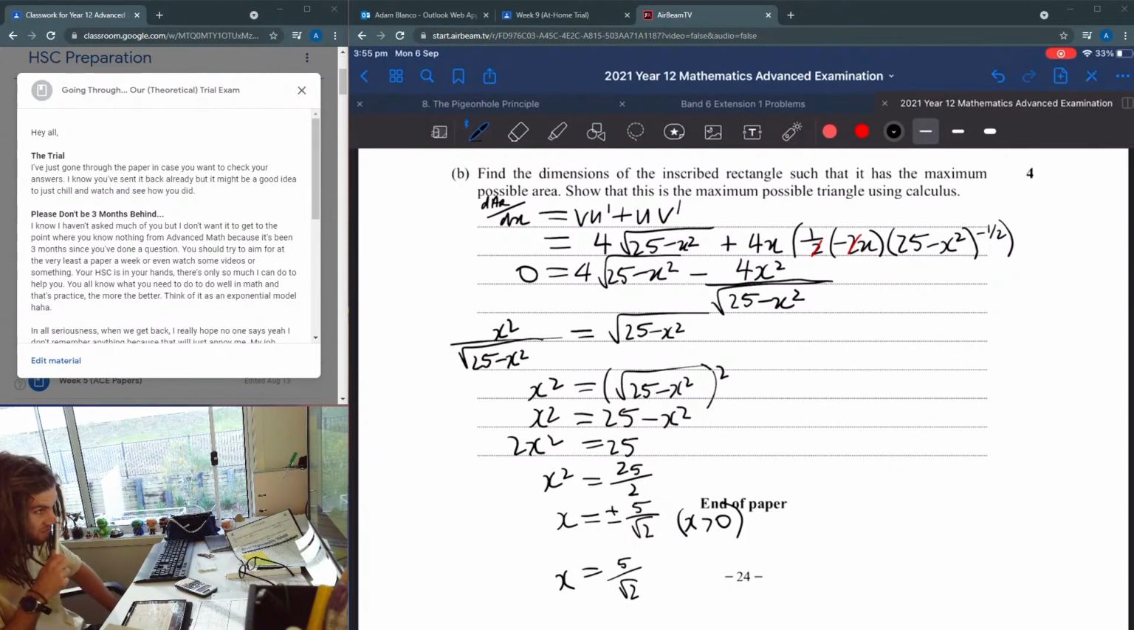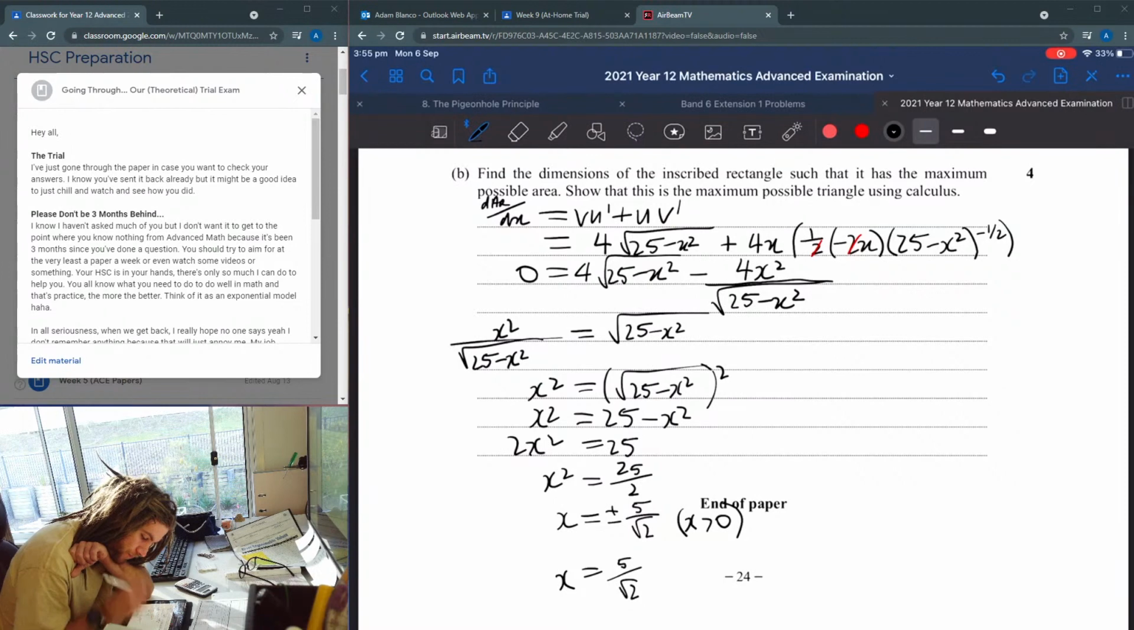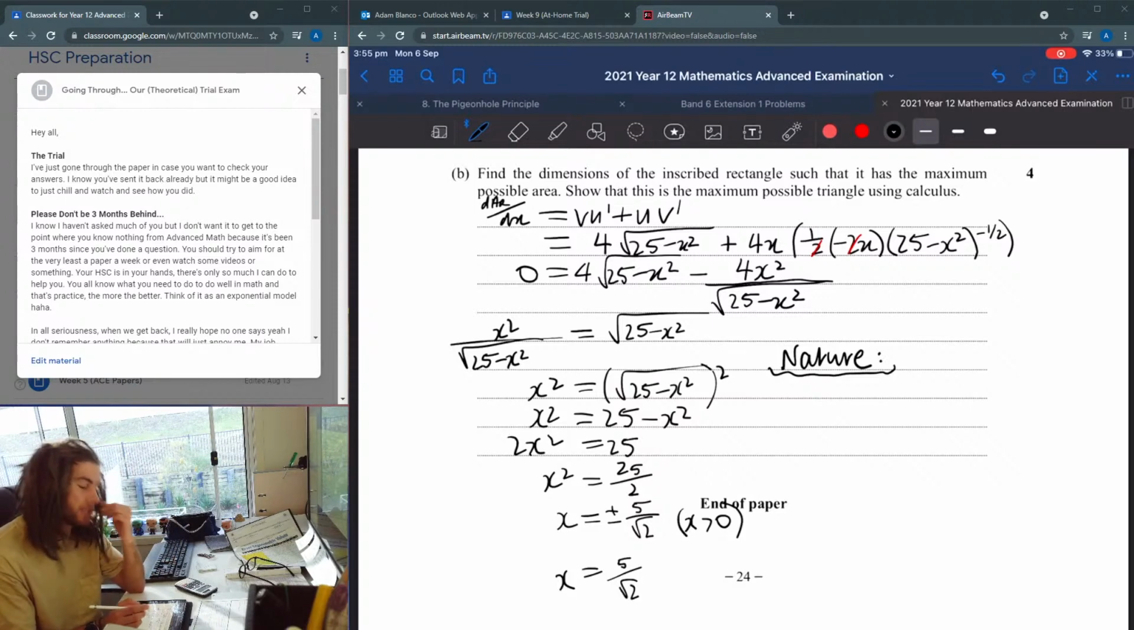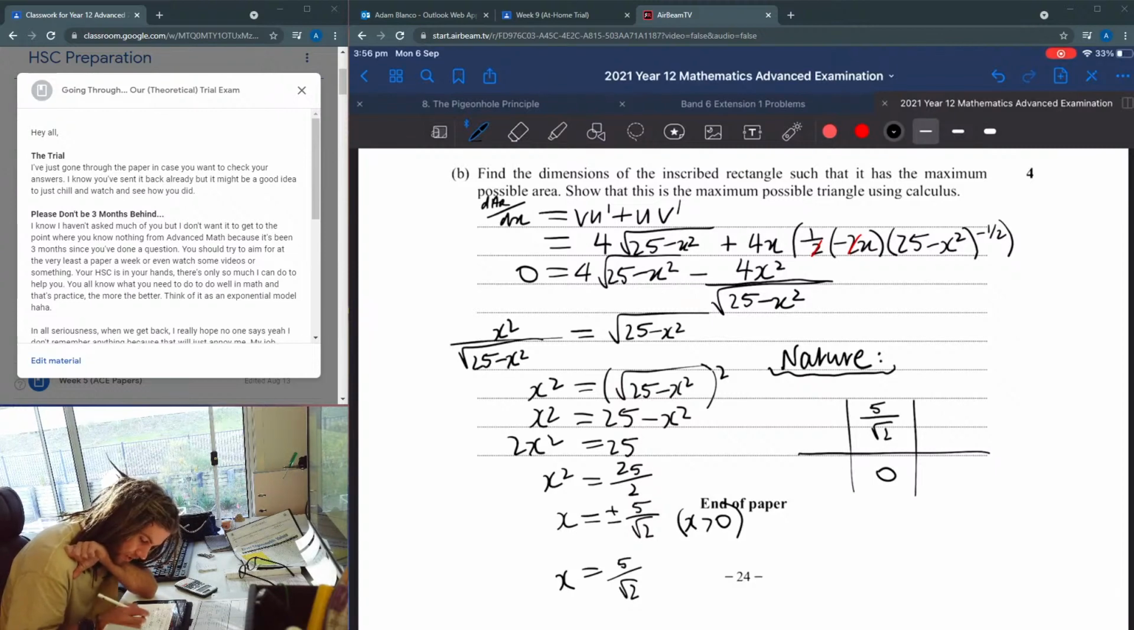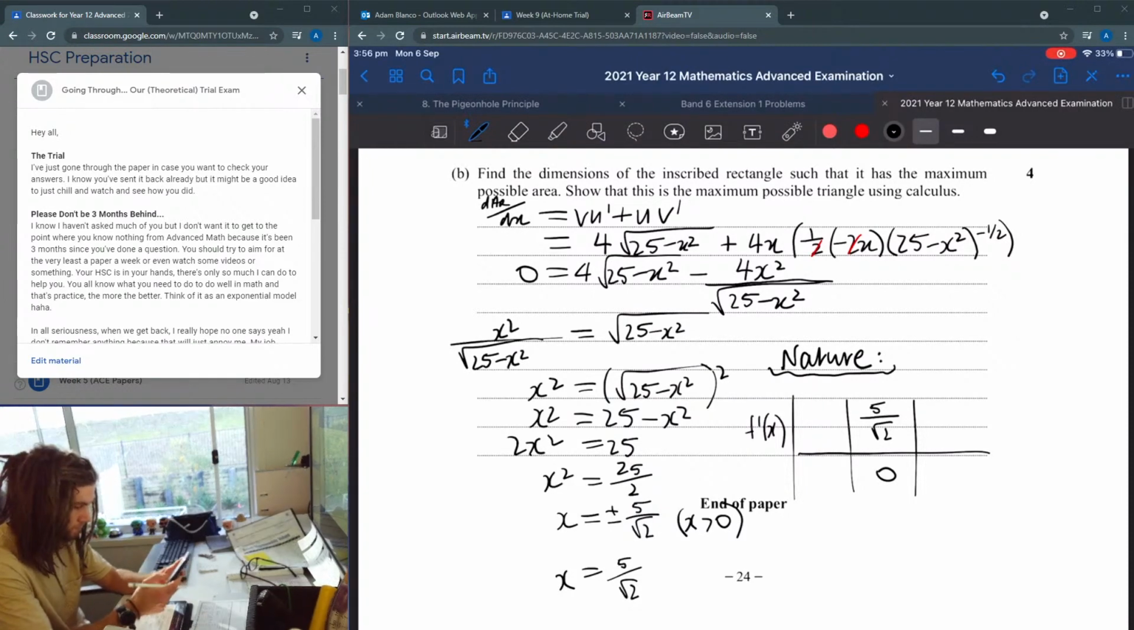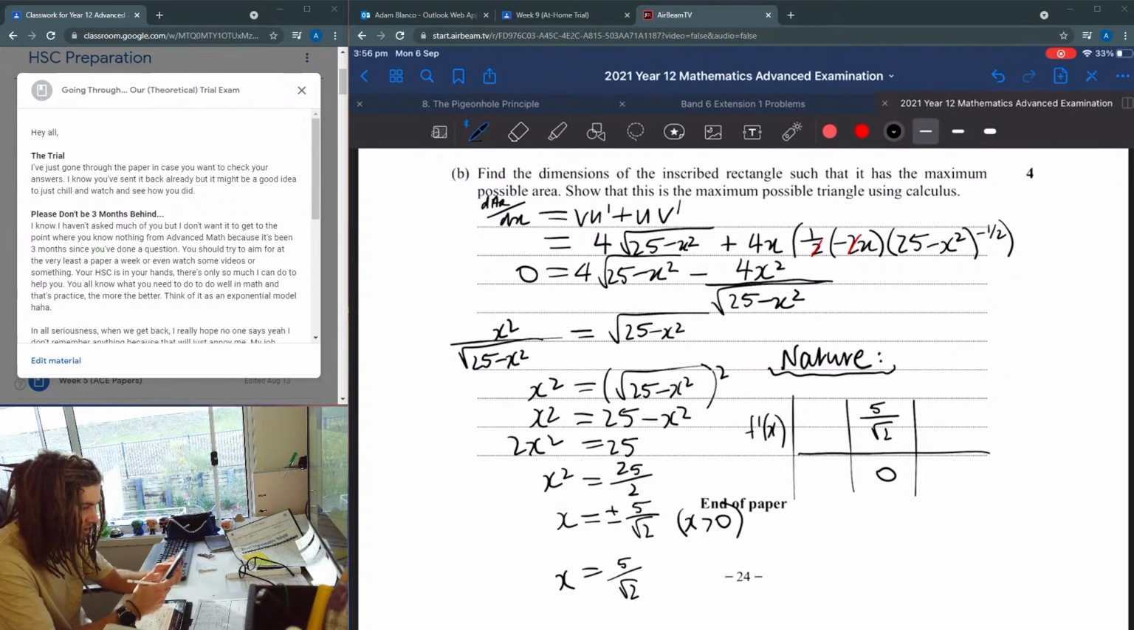Do I want to differentiate that again? I don't really want to differentiate that again. Okay, so nature. If you don't want to have to differentiate the thing twice to determine its nature, just check a point either side. So what have I got? 5 on root 2, that's 3.5. So let's check left and right of that. So left, 0, right, 4.